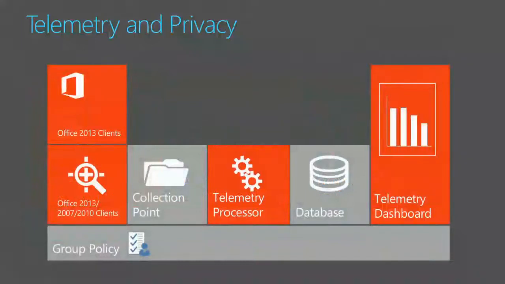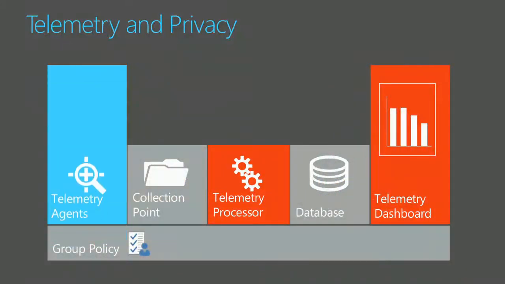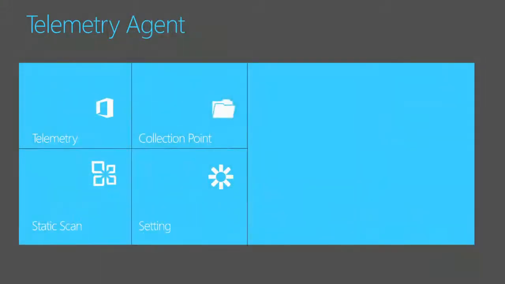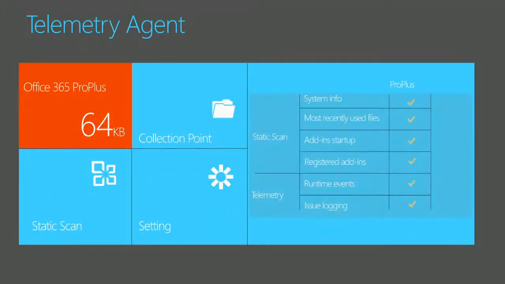All right, so we're going to take a look at each of the different components. We're going to start with the agents and how it sends data to the collection point. Basically, telemetry is about 64K of data per client for Office 2013 or Pro Plus and up. And it checks basic inventory information.